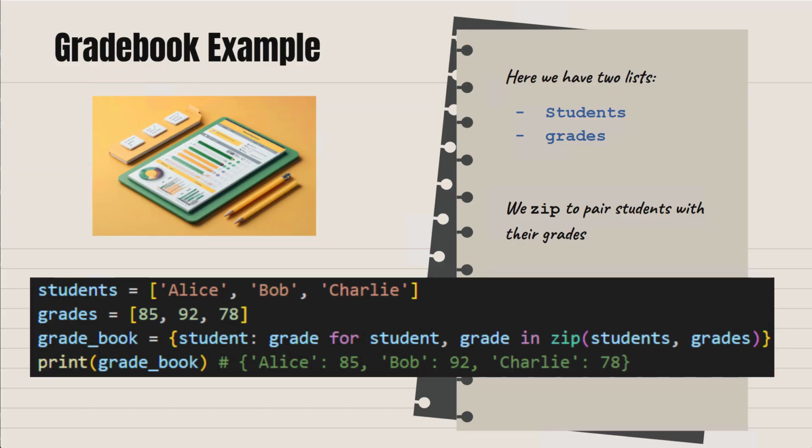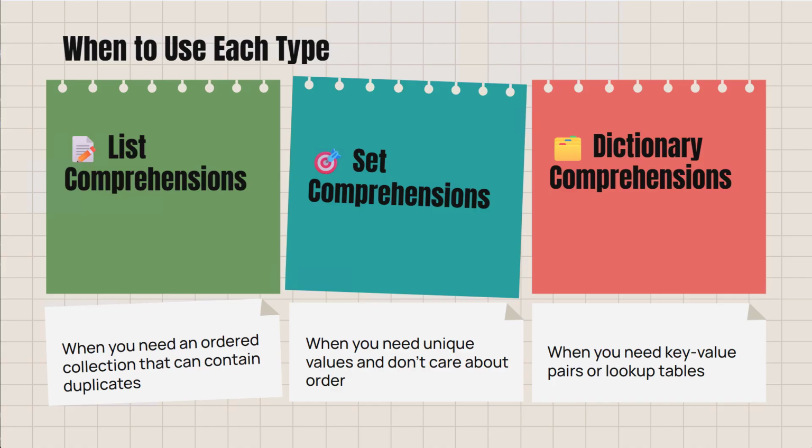So use list comprehensions when you need an ordered collection that can have duplicates. If you can't and you don't care about order, use a set comprehension, and then finally use dictionary comprehensions when you need a key value pair or lookup table.